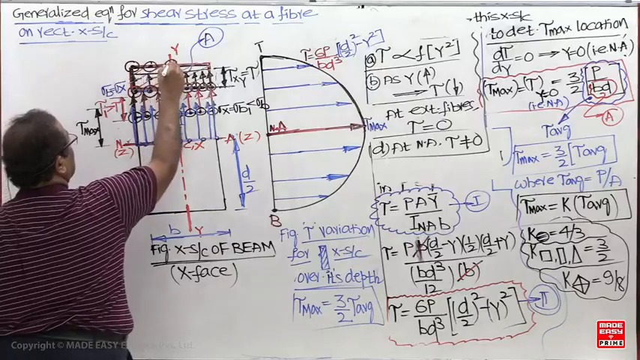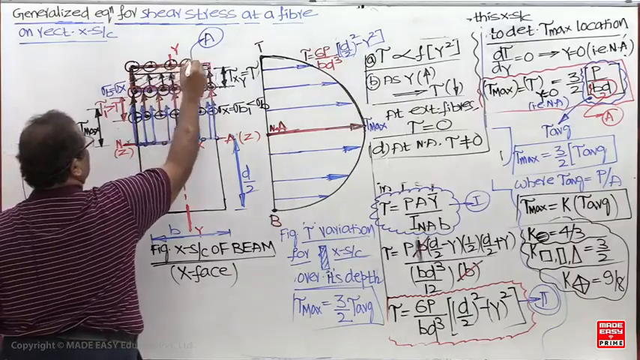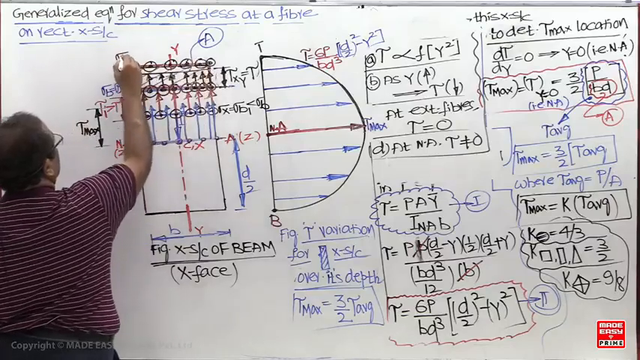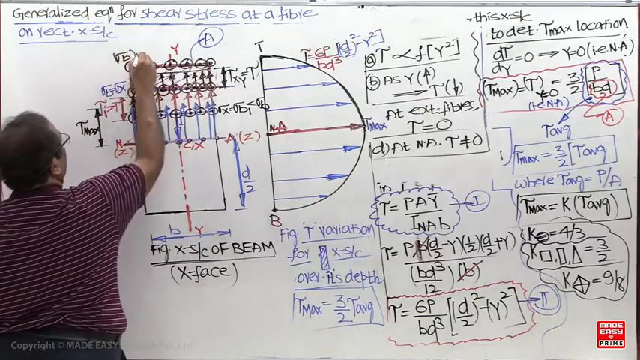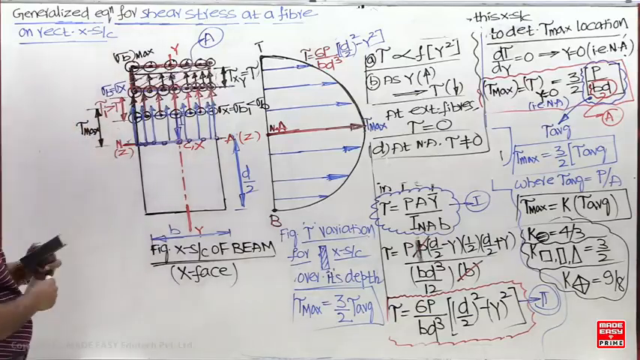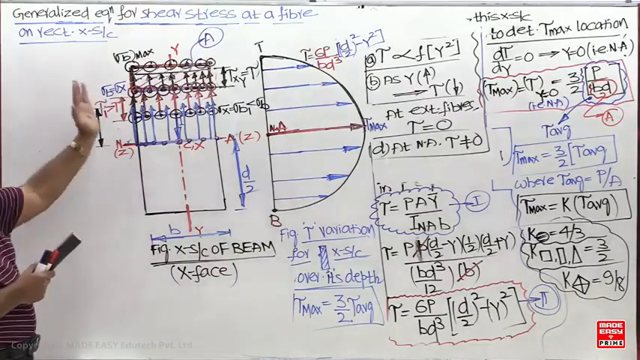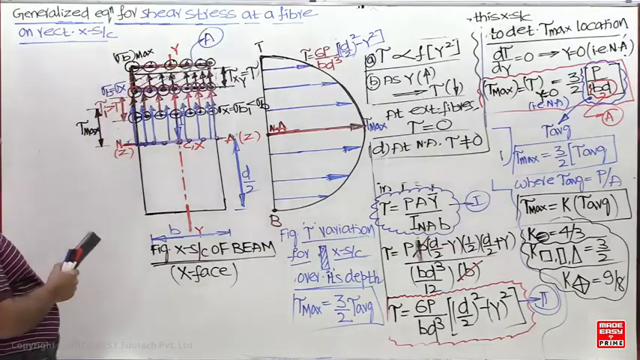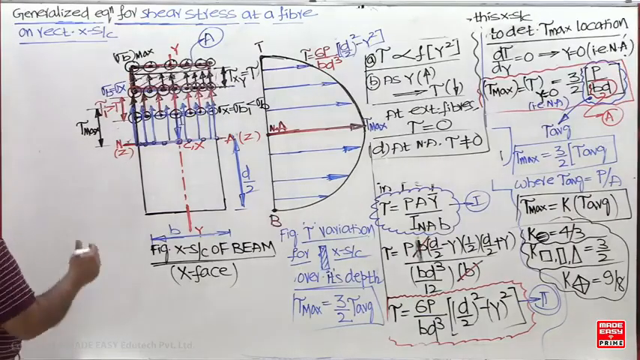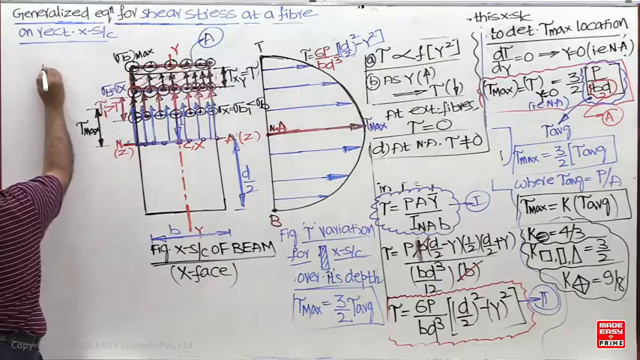I have assumed hogging, sorry, not sagging. Hogging means above you are going to get tensile stress. So this will be maximum, but there is no shear stress. But you can see the variation of the bending stress in a plane perpendicular to the plane of the cross section.